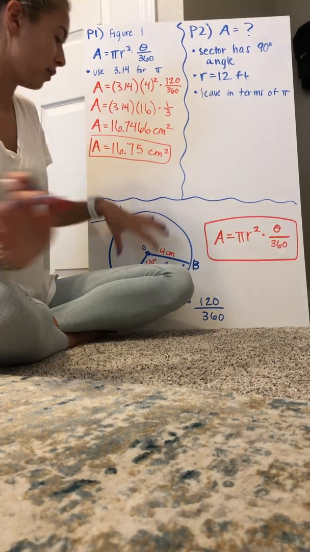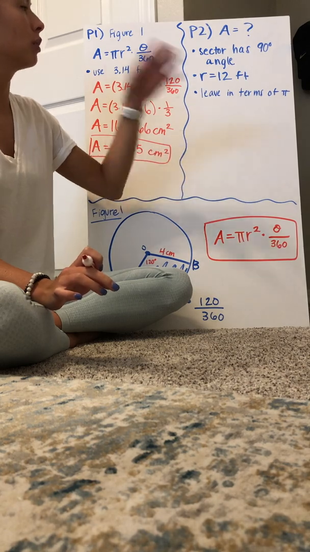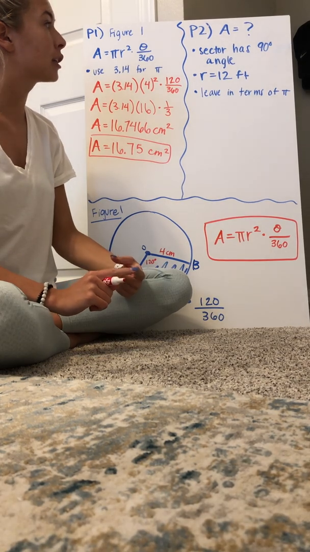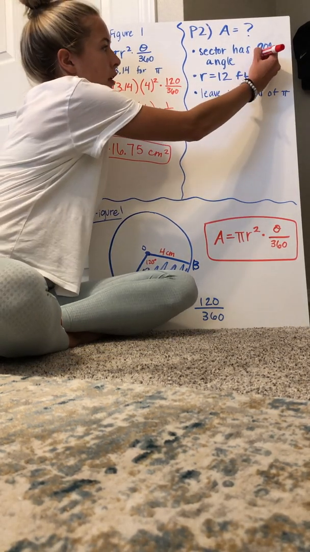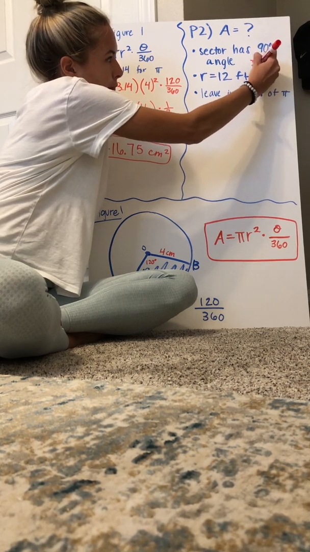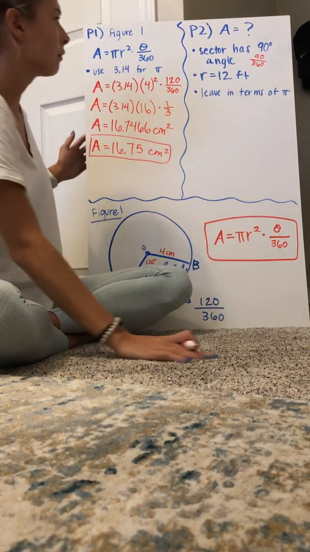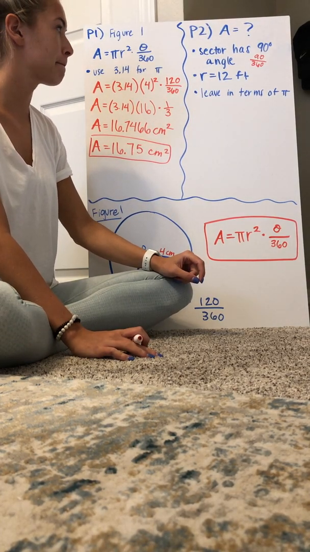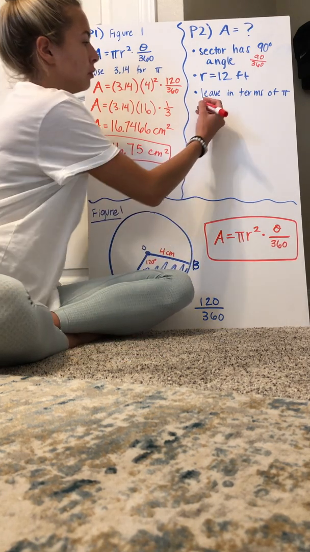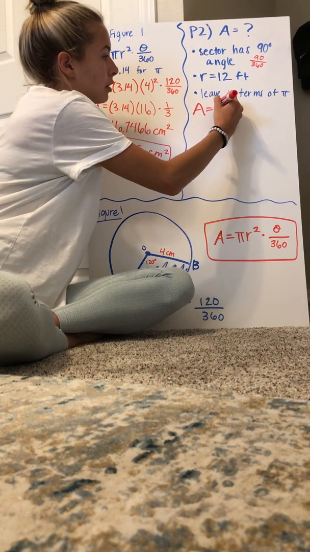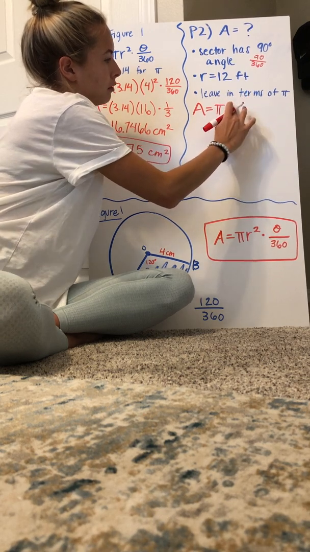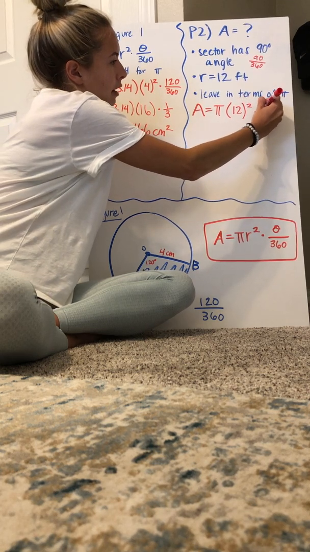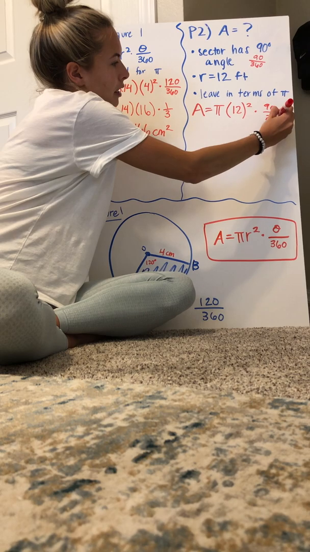So now, without a picture or a figure, we're going to go through our second problem. We're here to find the area. Our sector has a 90-degree angle, so this means it's going to be 90 over 360. Our radius is 12 feet, and we're going to leave the answer in terms of pi. So let's plug some things in. We have area equals pi times r squared, so 12 squared times 90 over 360.